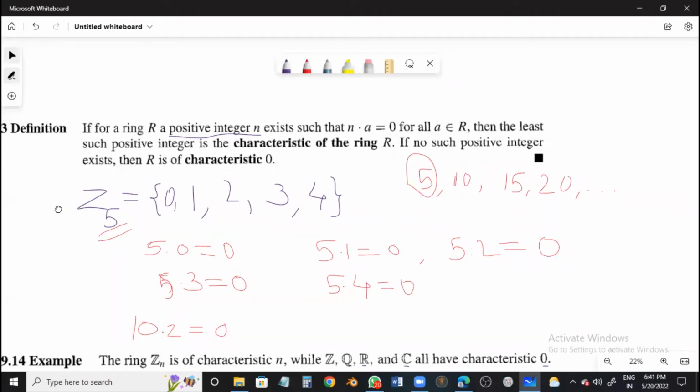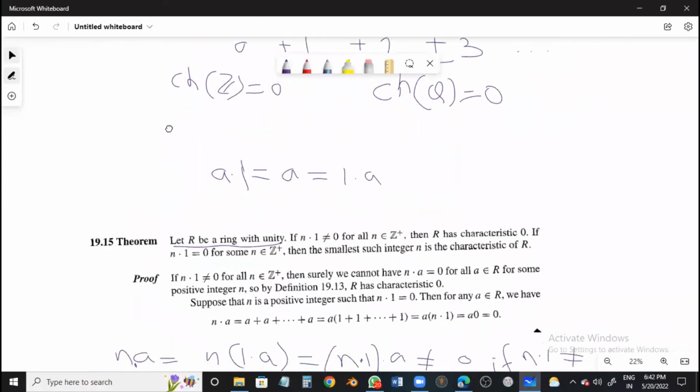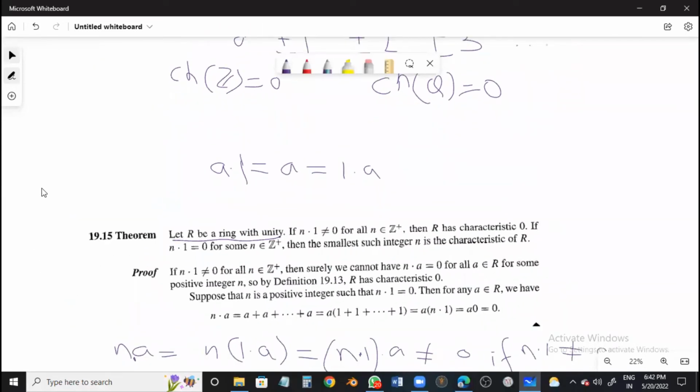Okay. Now, in general, whenever we are talking about a ring, we have to multiply each and every entry of the ring by a natural number. You just go on trying with the natural numbers and then search for the smallest such natural number. So it will be tedious. And there we are using the fact of multiplicative identity. Because we have multiplicative identity 1, we can write any entry of the ring as a into 1 or 1 into a.